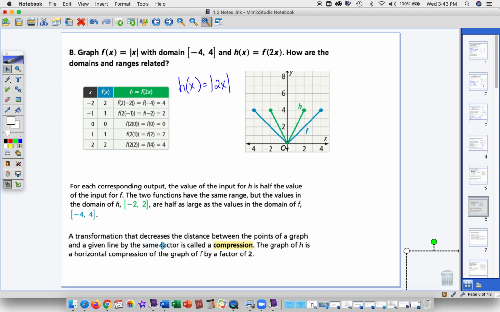So a transformation that decreases the distance between the points of a graph and the given line by the same factor is called a compression. So this is a horizontal compression. H is a horizontal compression of the graph of f by a factor of 2.